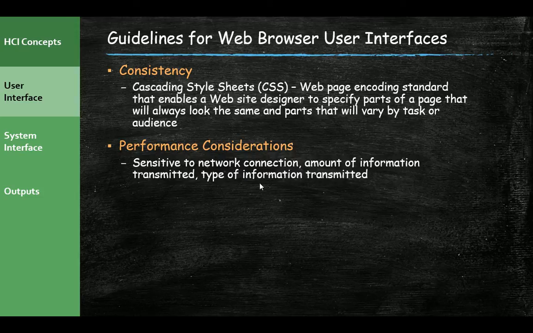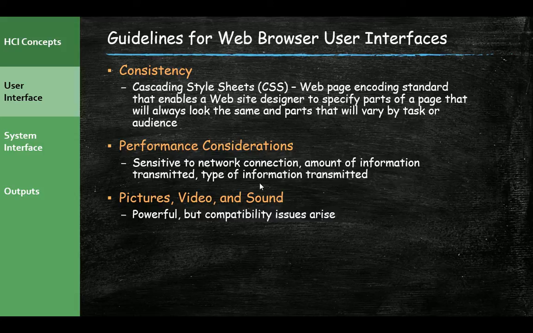Some performance considerations. We have to be sensitive to the network connection, the amount of information that's going to be transmitted, the type of information that's going to be transmitted, pictures, video, and sound. Pictures, video, and sound can be powerful, but a couple things. Number one, you've got compatibility issues. Not all systems will be able to support all types of pictures, video, and sound, and sometimes you just don't need it. I worked with a group in New York that had a system that manages their entire business, and one of the things that they looked at when they were replacing the system is some of the vendors had pretty pictures and sound and all kinds of extra fluff in there to make it look nice and look pretty.